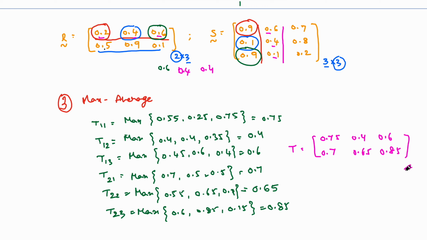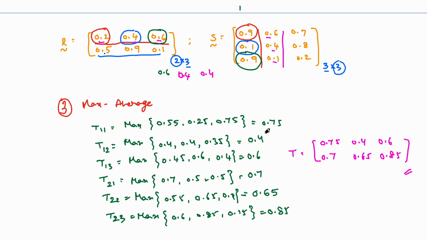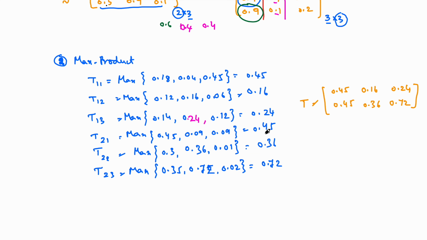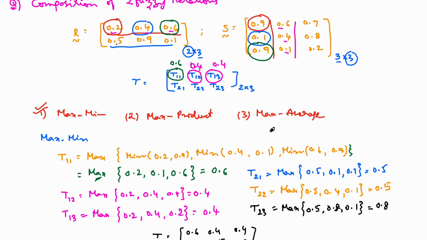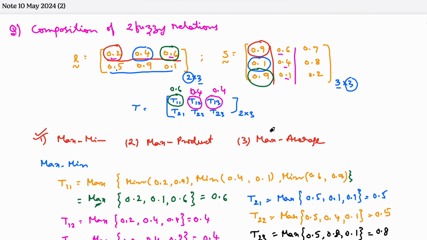So these are the three methods we have discussed here. One is the max average method, the second one is the max product method, and the third one is the max min method. Okay, so this is the way we have to find the composition of two fuzzy relations.